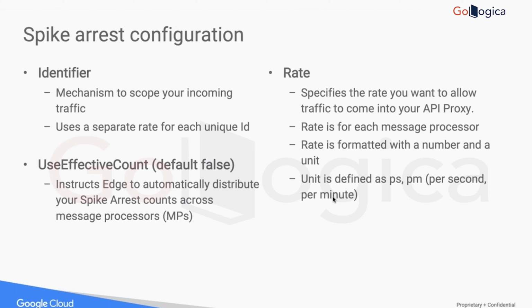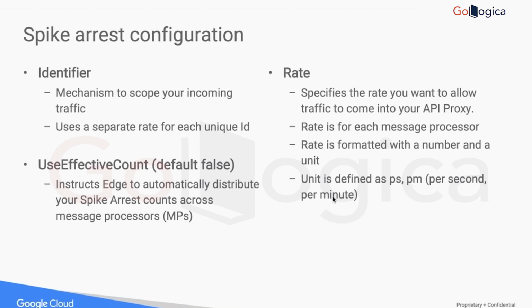So if you have a per minute rate limit like 600 per minute or 1000 per minute, and you want this 1000 per minute to be applied across all the message processors, then you use use effective count.